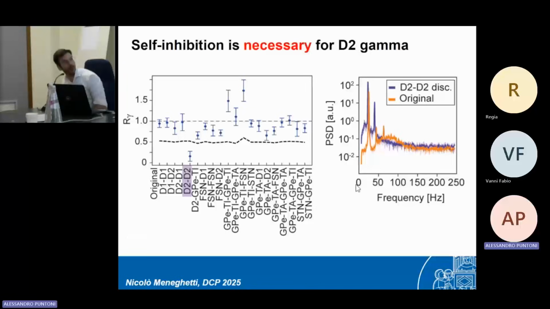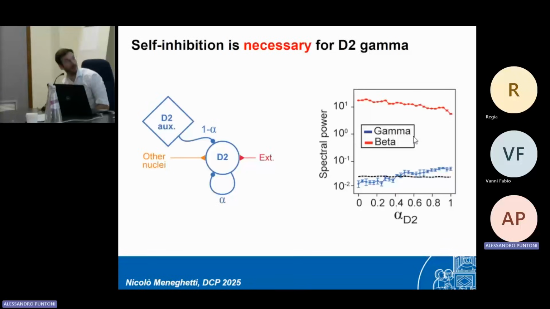And you can see in orange we have the original firing rate spectral density of the nucleus, and in blue what happens when we cut these self-inhibitory loops. We have, again, the disappearance of the gamma oscillation and the emergence of a more powerful beta oscillation. And again, we did this also along a continuum from 1, in which we have the original scenario, until 0, in which we completely destroy this self-inhibitory loop. And we see a similar pattern to what we observed before.